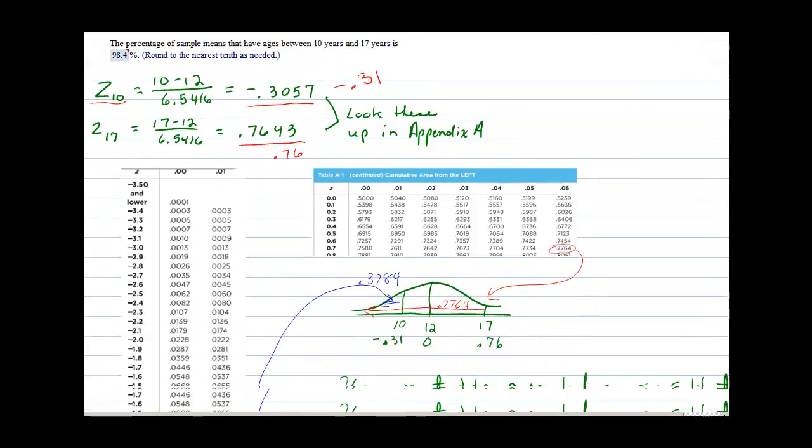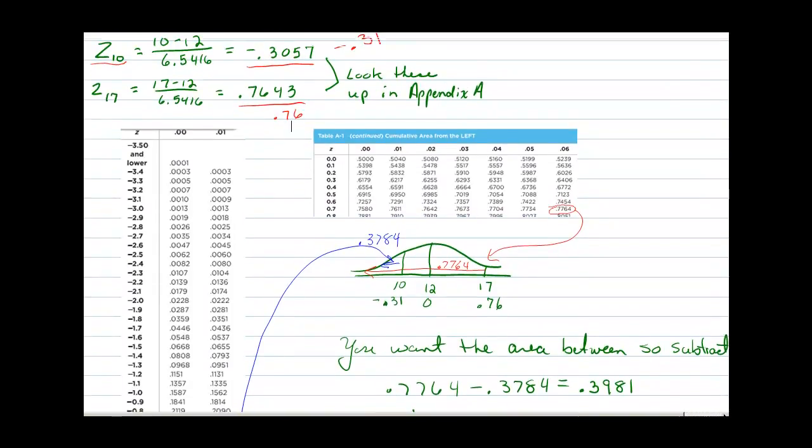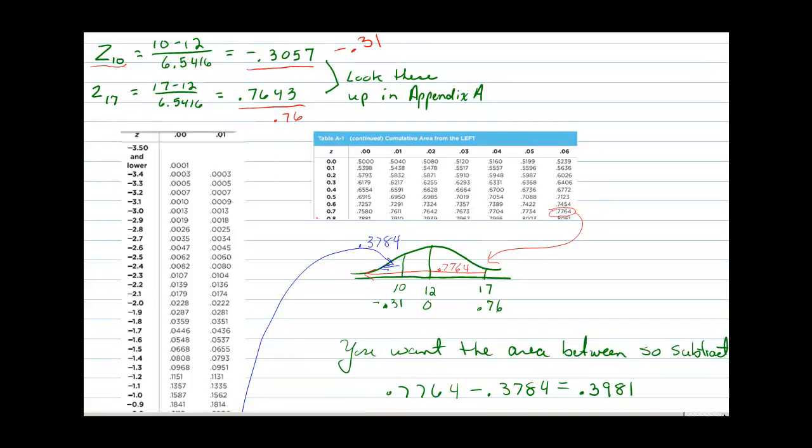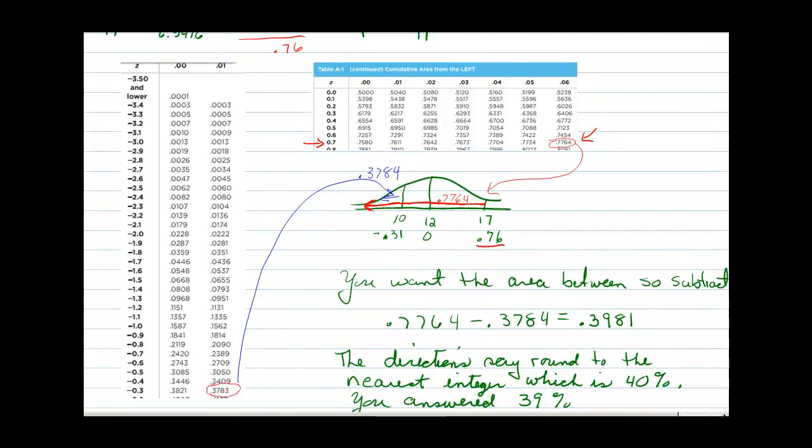I have put out pieces of the table here. For the 0.76, we go down here and find the 0.7 and go across until we're under the 0.06. Added together, 0.7 and 0.06 is 0.76. We find our area given to us as a decimal as 0.7764. So that means that the area to the left of an airplane age of 17, which was a z-score of 0.76, is 0.7764, or 77.64%.